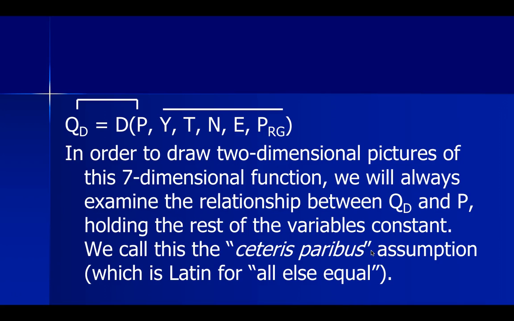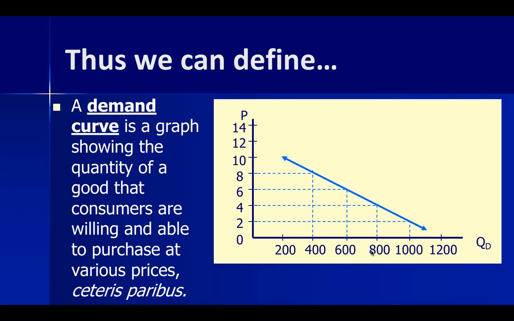This allows us to examine the one important relationship between price and quantity demanded, while for the moment holding everything else constant. Since this is only a two-dimensional function, we can draw pictures very easily. For example, this picture is what we call a demand curve. It's just a graph that shows that relationship between price and quantity demanded, ceteris paribus, holding everything else constant.